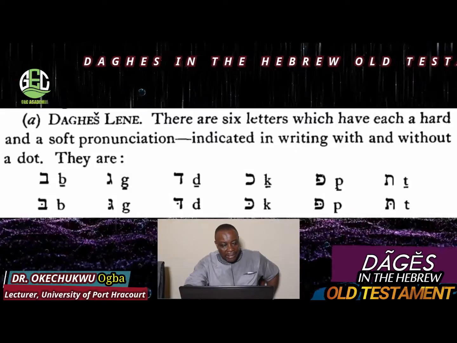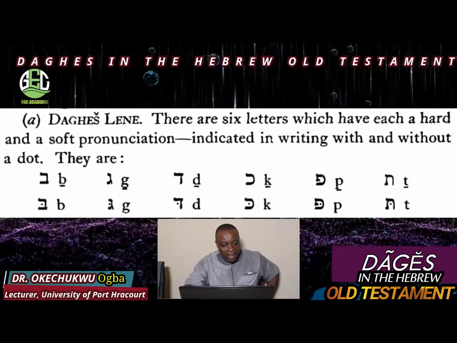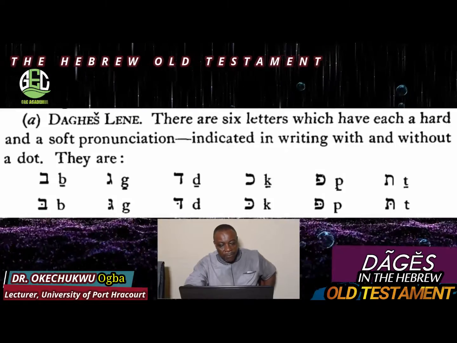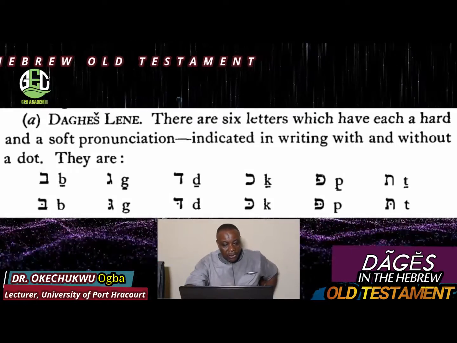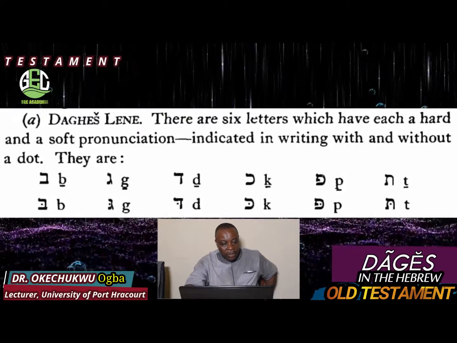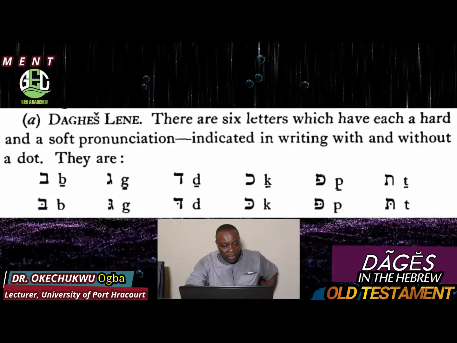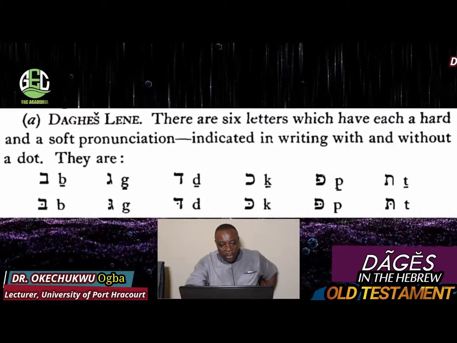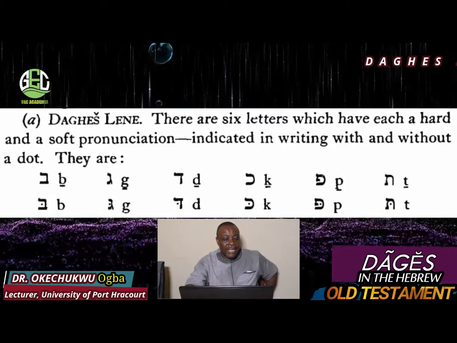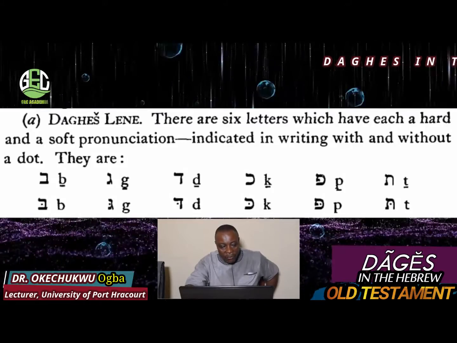If you look at that slide, you will see that the ones underneath have piercing dots. Look at the B. You will see that the B on top does not have a dot in it, so it does not have a dagesh. But the one under has a dot at the heart of it.